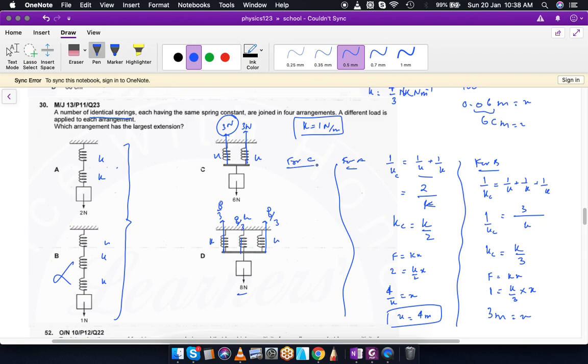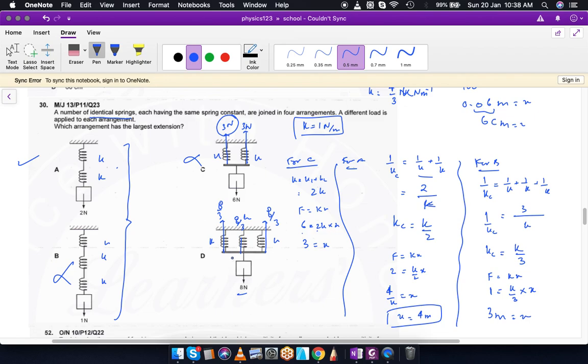For part C, what we could do is, since the k's add up together, k will be k1 plus k2, that is 2k, since both are the same. So now we can apply F is equal to kx, and F was actually 6, k was 2k times x. When you divide it, x is this, so this is still winning, alright.